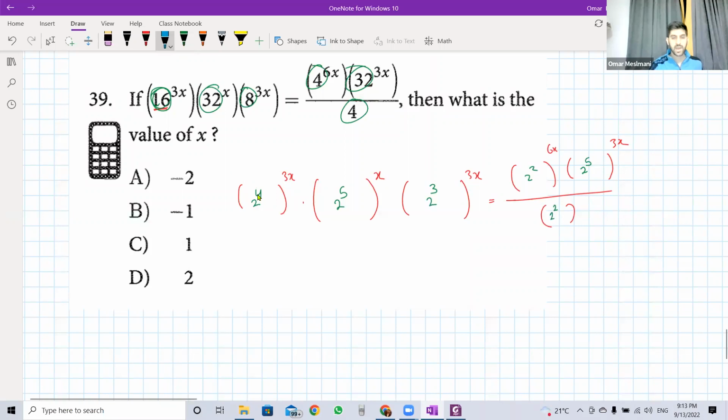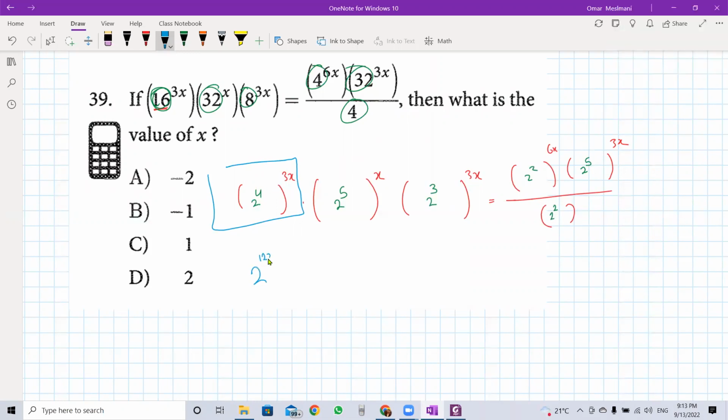Thank you. Now, what rules can I remember right now? Once you have a power of power, multiply the powers. So basically, I'm going to keep the same base and multiply the powers. Let's multiply the 4 by 3x. 4 times 3x is 12x, times 2 power what?